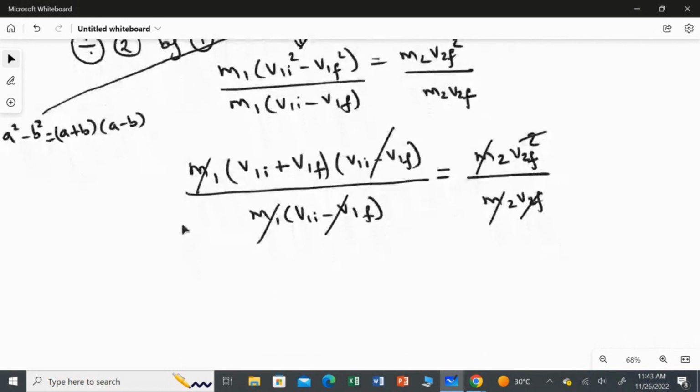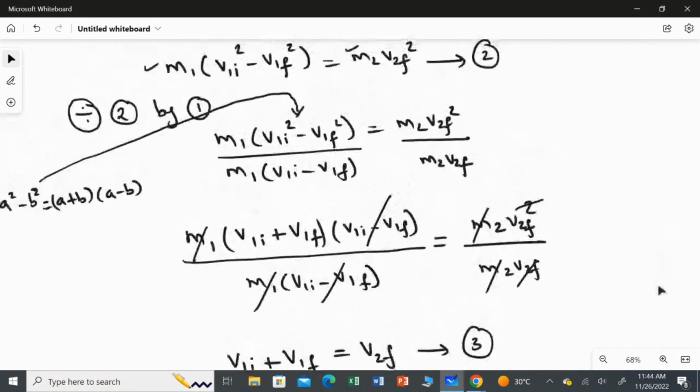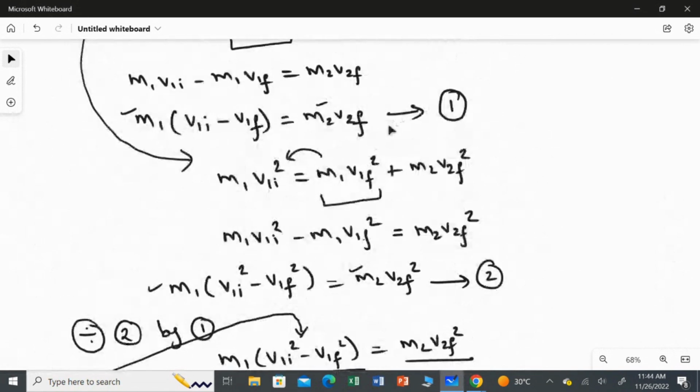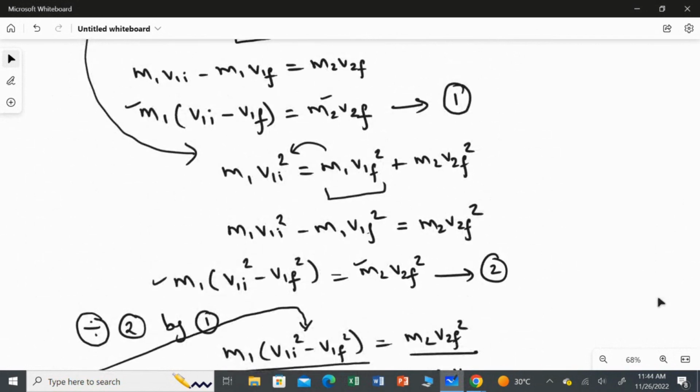So now we will have only a few terms. Am I right? What are the terms we are having from here? We are going to get V1 initial plus V1 final, which is equal to V2F, right? So I can take this as my third equation. Now I'm going to take the third equation and substitute it in the first equation. Clear? If you need, I can write the first equation here, so it will be easy, right?